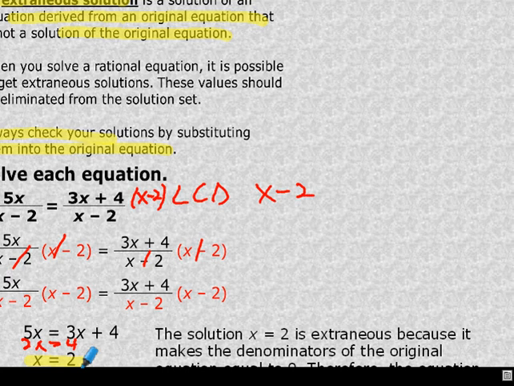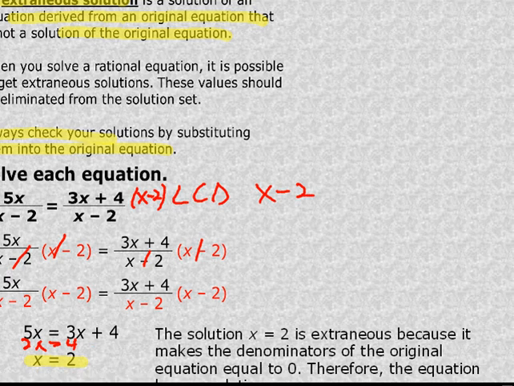All right, so we need to check this to make sure it's not extraneous. I will plug it into the original. Don't plug it into this, because of course it's going to work. That's where we got the solution from. At this point, we want to plug it into the original equation.